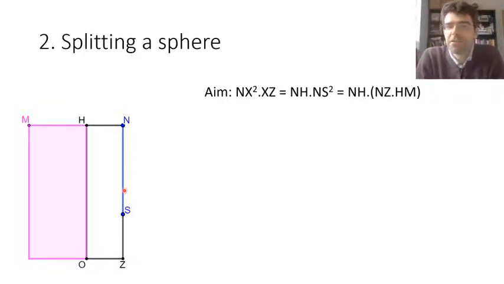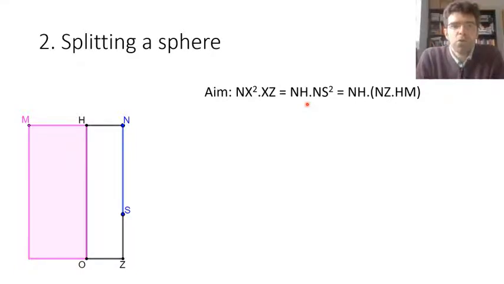Now, in fact, Archimedes does something a bit more general here. He replaces NS squared with the rectangle defined by NZ as one side and a variable length HM as the other side. We can set HM to NS squared over NZ, 4/3 of the radius, and that will solve the specific problem of cutting the sphere that has NS as its diameter.